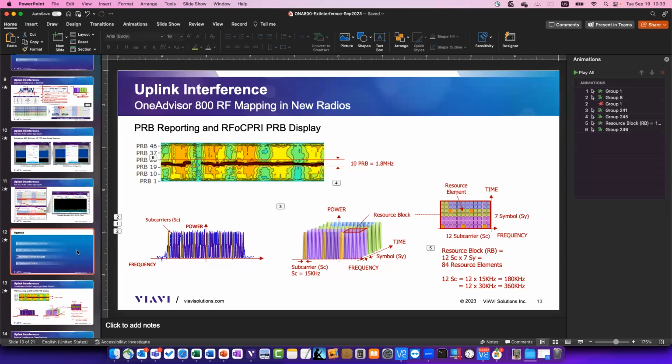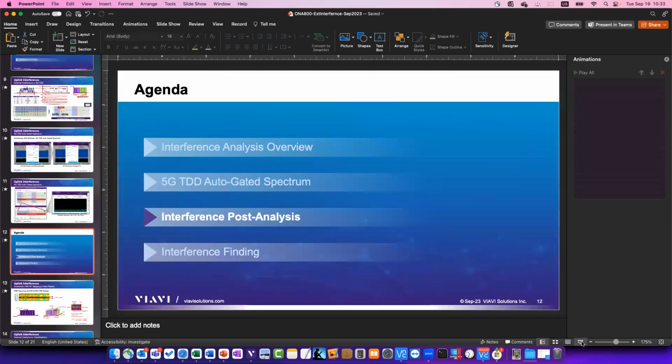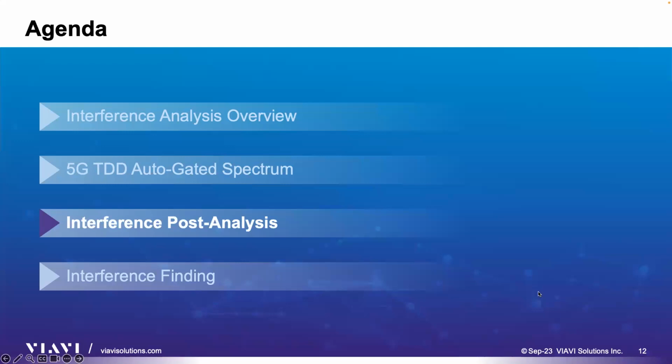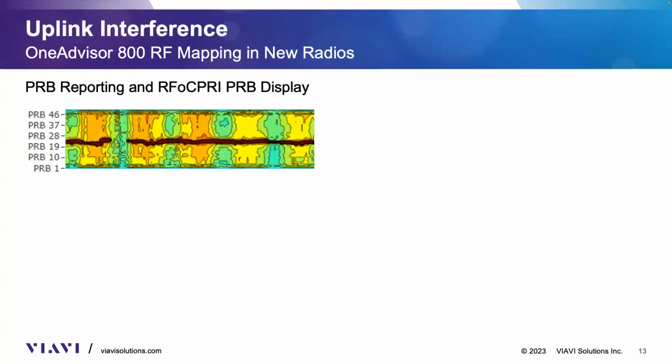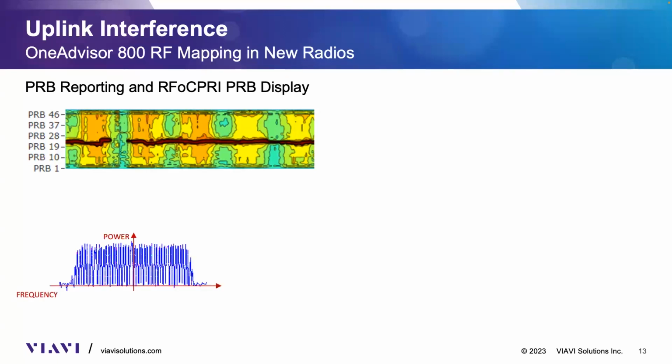Let me just flick back into the presentation, and I'm going to be talking now about interference post-analysis. So when we get a report and it says there's a PRB being reported out, that is a problem. And again, what's a PRB? That's a physical resource block. How wide is that PRB?